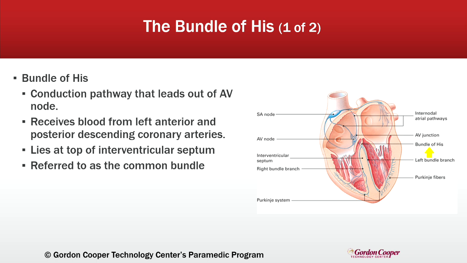Location-wise, the bundle of His lies at the top of the interventricular septum. That's what separates the left and the right ventricles. It's also referred to as the common bundle because it's a shared route that leads into both the left and the right sides of the heart. And just like the other parts of the heart's electrical system, the bundle of His gets its blood directly from the left anterior and posterior descending coronary arteries. That means the bundle needs a good blood flow to stay healthy and function properly.